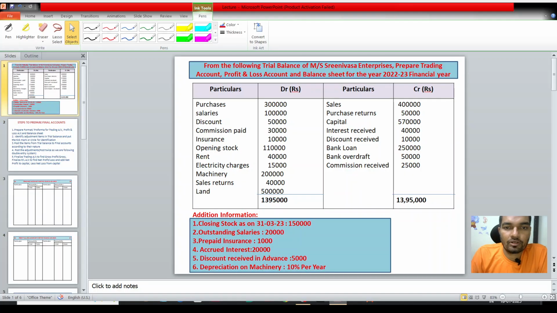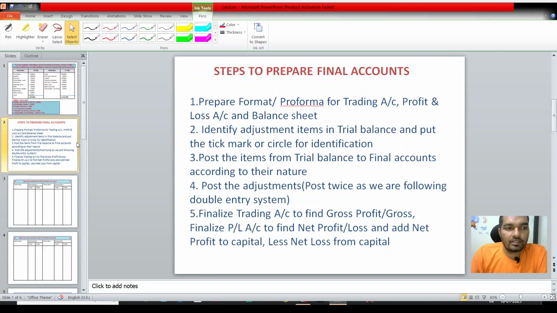I welcome you all for my today's video lecture on how to prepare final accounts. Before starting the final account sum, we are required to follow the following steps for solving any final account sums. These are the steps we are required to follow while solving the final account sum.